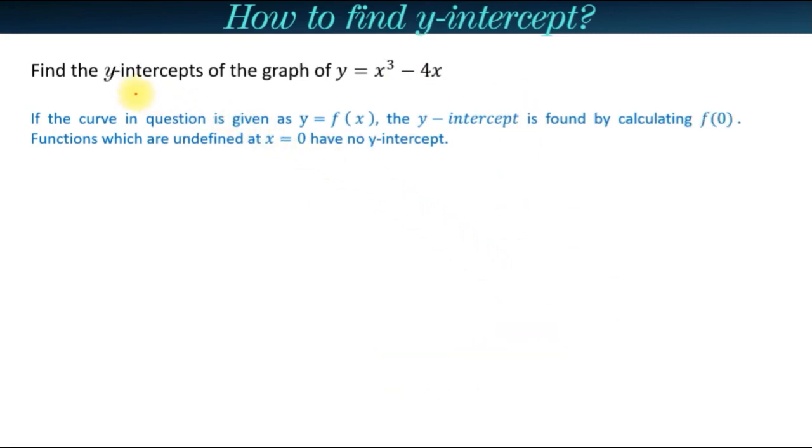How can we find the y-intercept of this curve? At the y-intercept the value of x is equal to 0. So we will put x equal to 0 in this equation. Then the ordered pair (x, y) will give us the y-intercept. If we put x equal to 0 in this equation, then we will get y equal to 0 when x is equal to 0. So we have the ordered pair (0, 0). So this is the y-intercept.